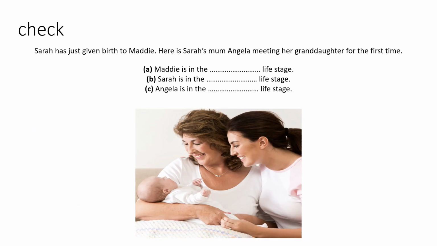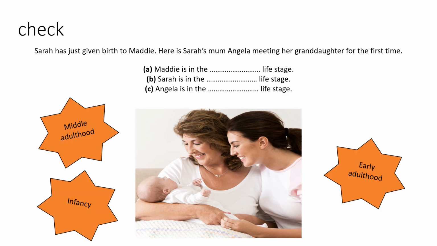Next one, we've got 3 people here. We've got Maddie here, we've got Sarah in the middle, Angela here. Again, the same thing. You could pause it and just have a bit of a think. And again, if you said that Maddie is in infancy, Sarah is in middle adulthood, and Angela is in early adulthood, you are spot on.